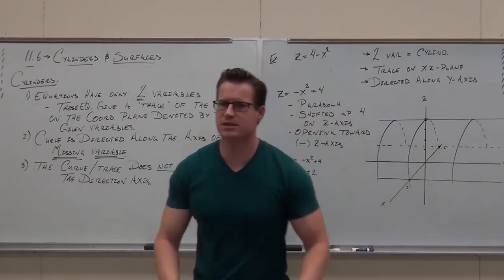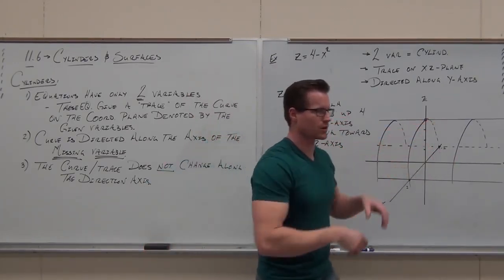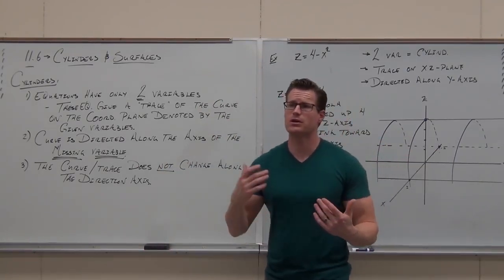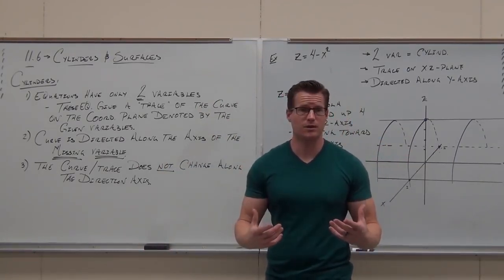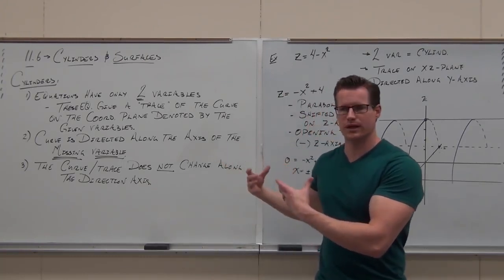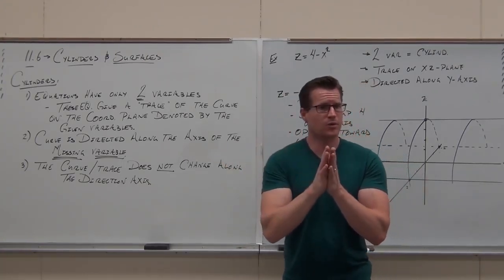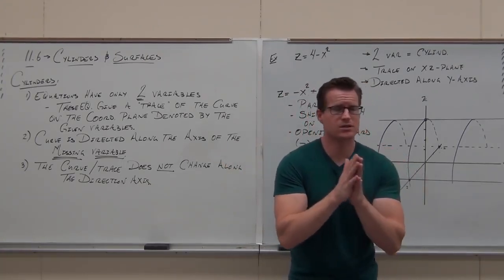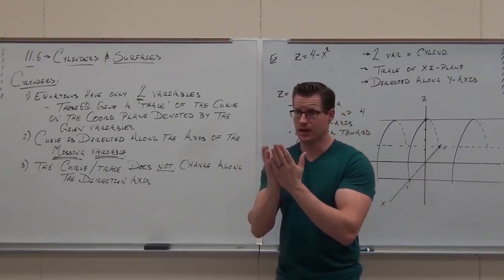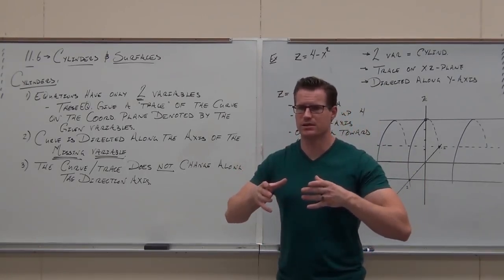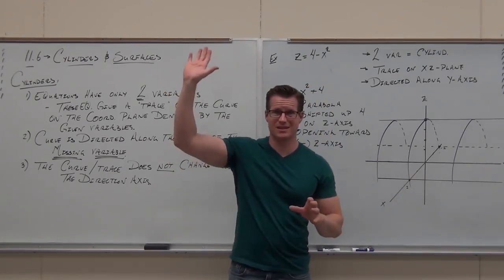Anyway. So this is the idea. This is the idea of a cylinder. A cylinder is one picture directed along an axis. We spent a lot of time on this one. We're going to move pretty fast through some of the other ones. Why? Because they all work like this. Number of variables, find the trace on the appropriate plane, and then direct it along an axis. Did this make sense? Show of hands if it does make sense.